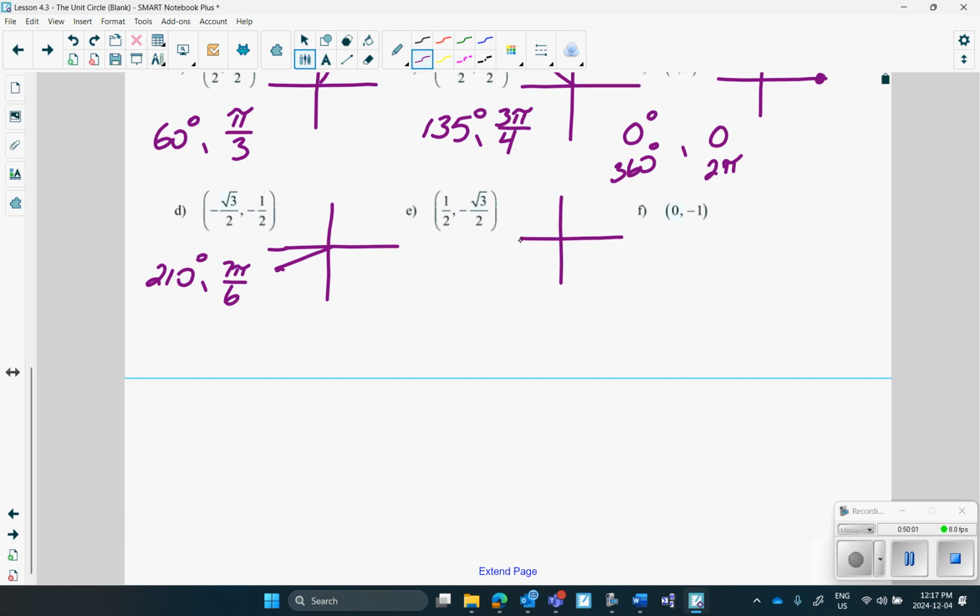This is quadrant 4, short side first, then the longer side, so I'm down here. 300 degrees. How many pi's over 3? 5, 5 pi over 3. And finally, 0, -1 is all the way down here. 270 degrees, good.